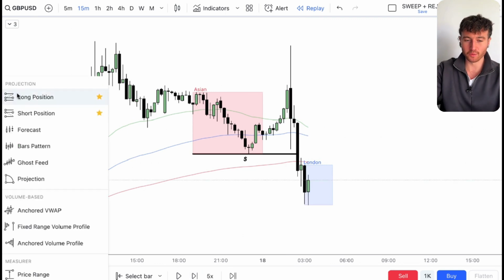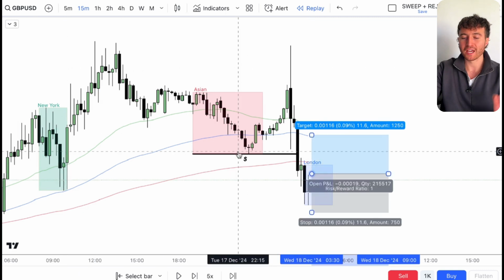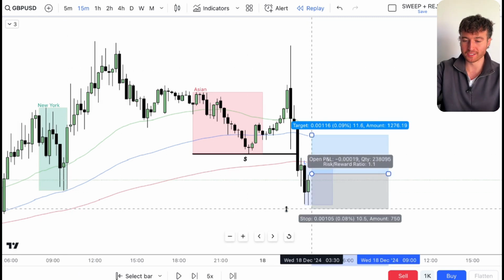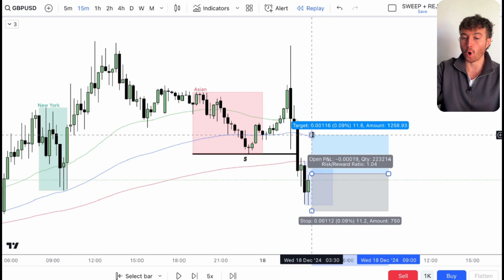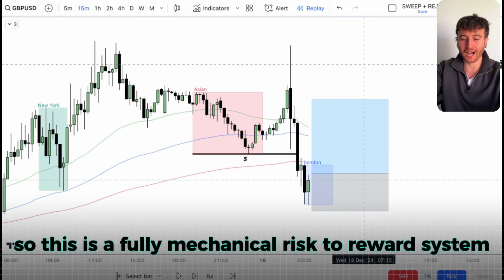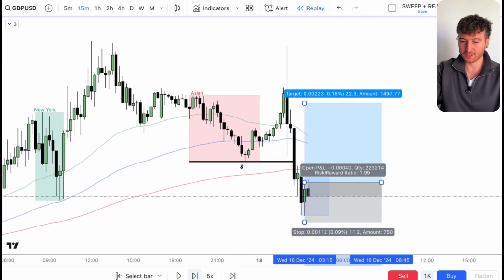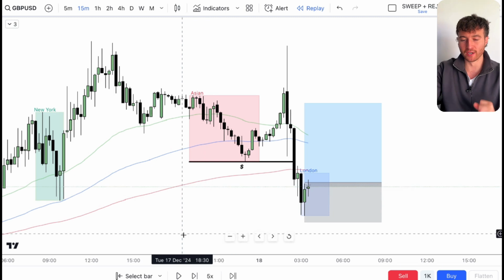That is exactly what we get right here. We can enter on the break of that candle high. Invalidation goes below the liquidity sweep like so. Target a 1 to 2 risk to reward. So this is a fully mechanical risk to reward system, and we're going to see if we're triggered in. So let's see. You're triggered in the trade right here.